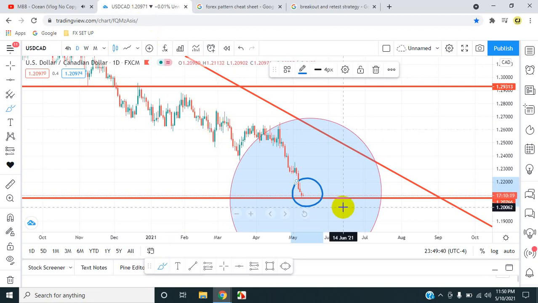Once again, USD CAD is no trade, is a waiting game. Please wait for the market to do what it do. It's going to take some days. It's going to take some time.